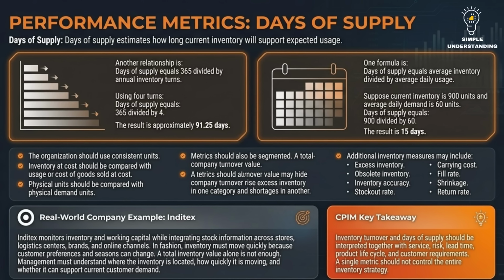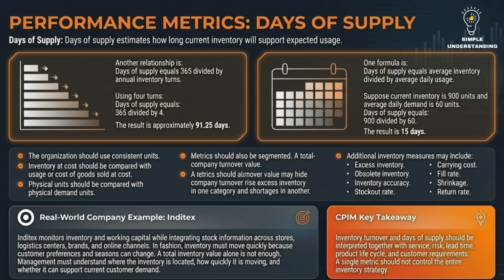Days of supply. Days of supply estimates how long current inventory will support expected usage. One formula is days of supply equals average inventory divided by average daily usage. Another relationship is days of supply equals 365 divided by annual inventory turns. Using 4 turns, days of supply equals 365 divided by 4. The result is approximately 91.25 days.